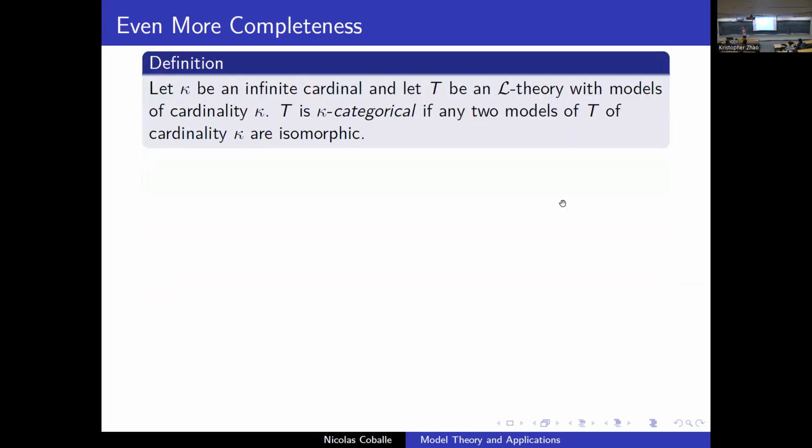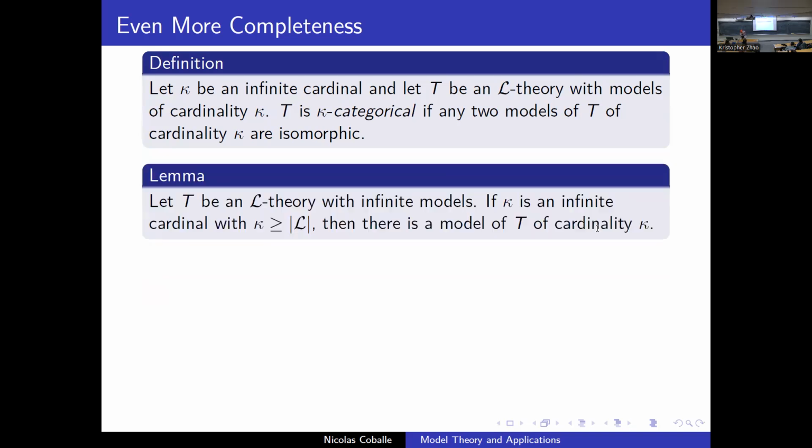So this definition: let kappa be an infinite cardinal and let T be an L theory with models of cardinality kappa. Then we say T is kappa categorical if any two models of T of cardinality kappa are isomorphic. So this is a lemma. Let T be an L theory with infinite models. If kappa is an infinite cardinal with kappa greater than the cardinality of the language, then there is a model of cardinality kappa.